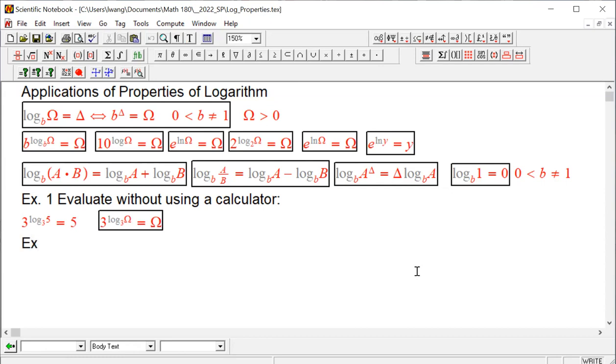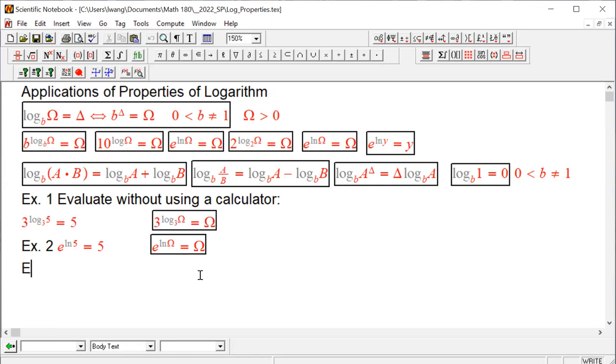Let's look at example number 2. Still evaluating, right? We have e raised to the power of ln of 5. What would that be equal to? Well, you can use this property, and that's 5.